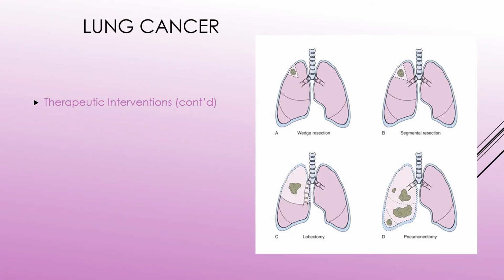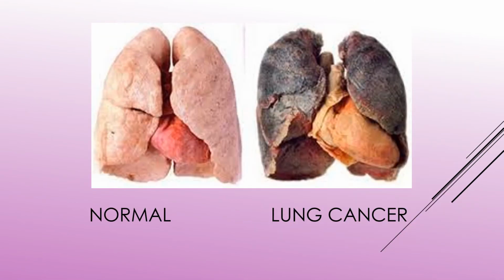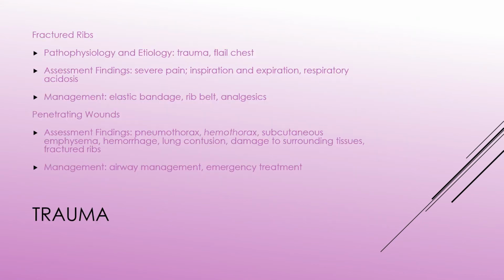Here is some different terminology for different parts of the lung that can be removed. Here is an image on how a normal lung looks different from a lung that has cancer. Very big difference. Now we're going to switch to trauma. First, we're going to talk about fractured ribs.